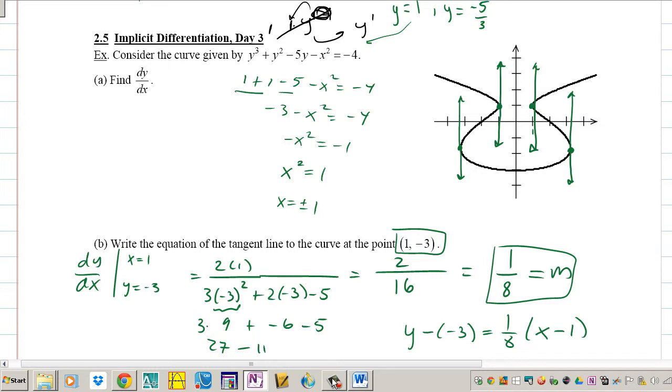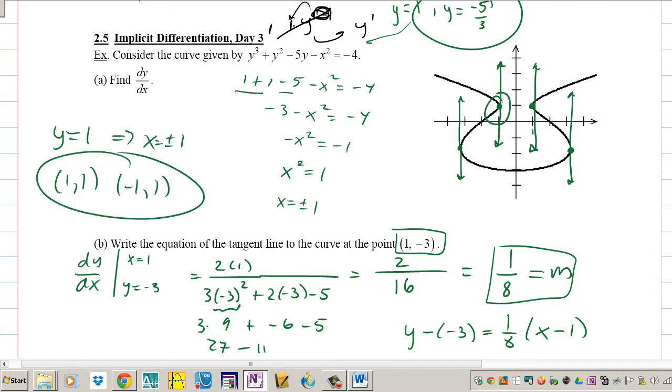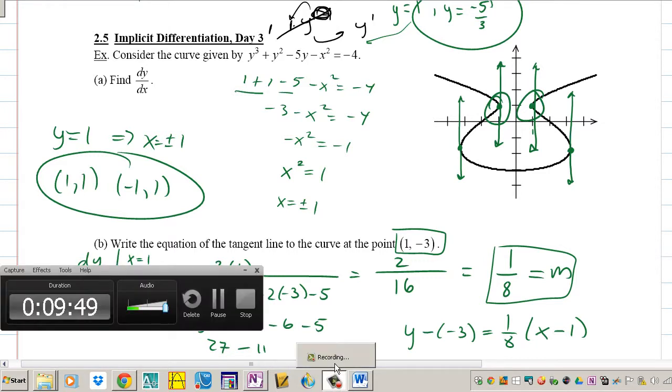30 seconds left. I'm going to have to leave you guys with this part on your own. So that means that when y is 1, x is plus or minus 1. So I have the points (1, 1) and (-1, 1). And do you see here's (1, 1) and (-1, 1). I'm going to let you guys finish off the rest. I found 2 points. Now I need you guys to find the other 2 points.